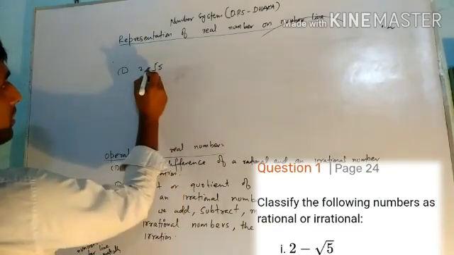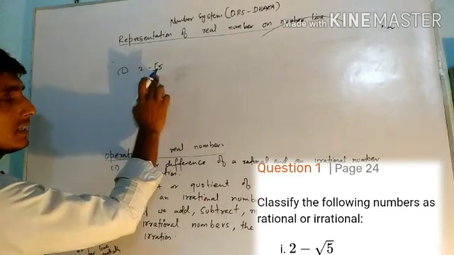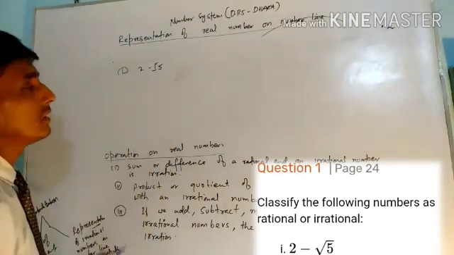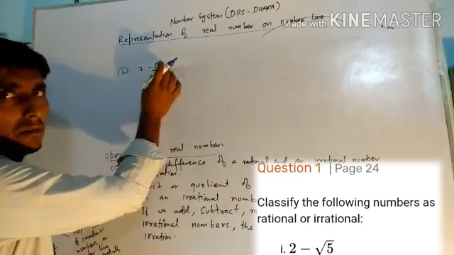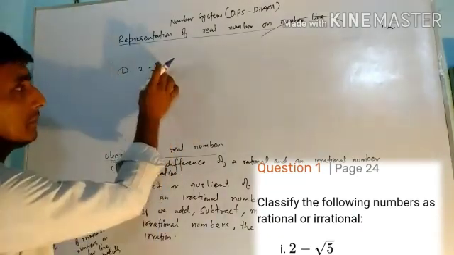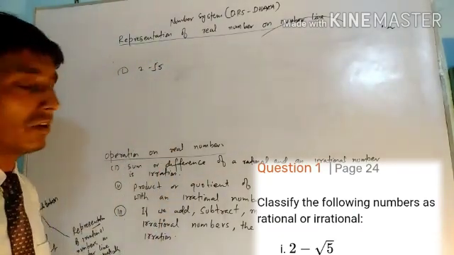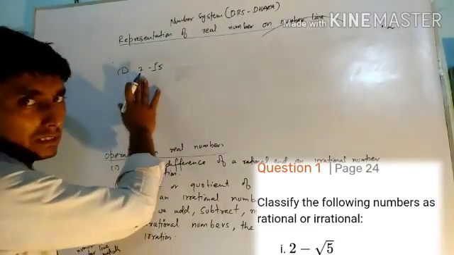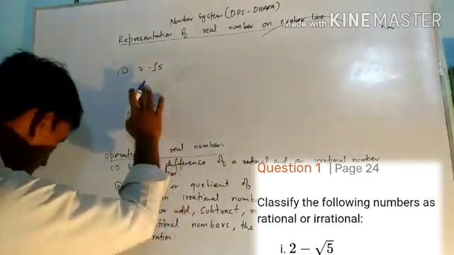2 is a rational number. Root 5 is an irrational number, because rational number minus irrational number will be equal to an irrational number. Why? The decimal expansion of root 5 is not a fixed value, and the decimal expansion of 2 is a fixed value. But if you subtract, you will not get a fixed value. So it is an irrational number.